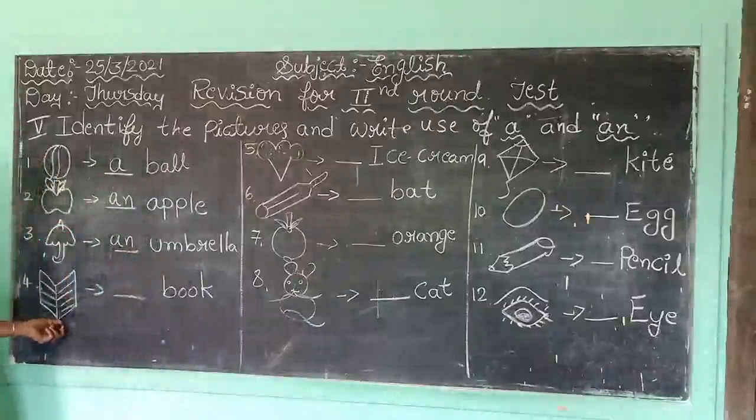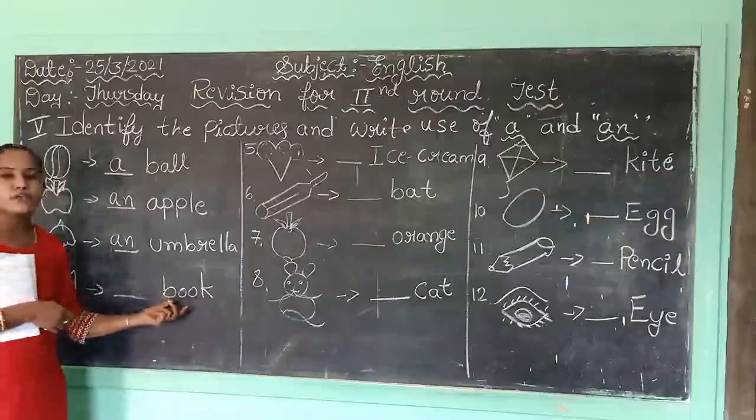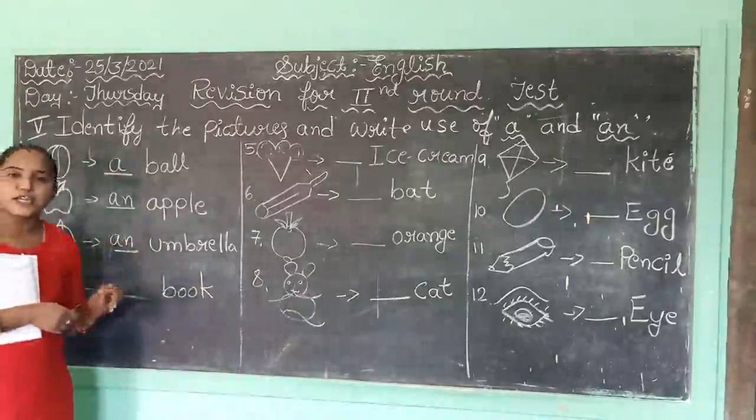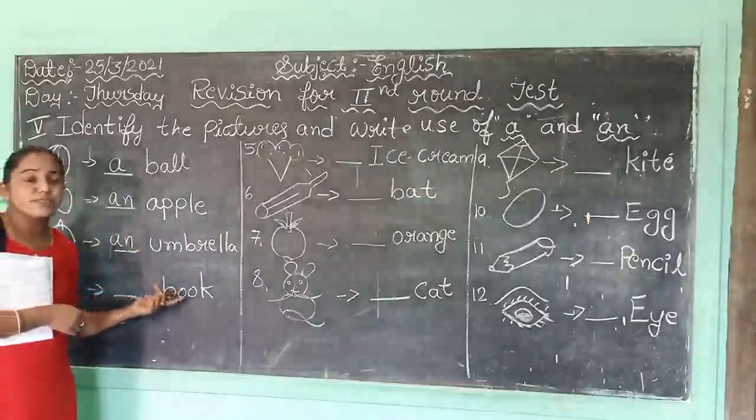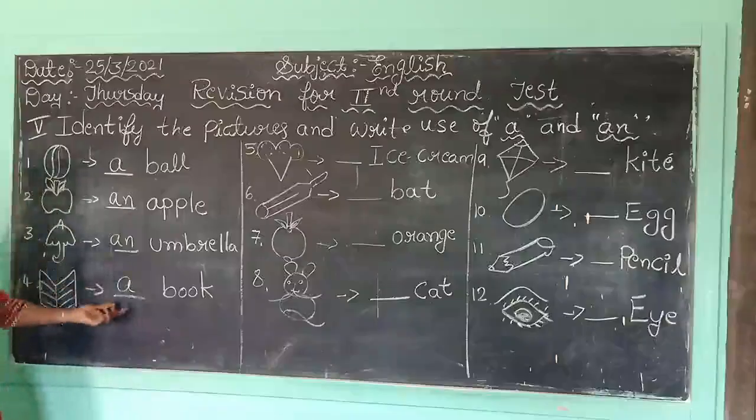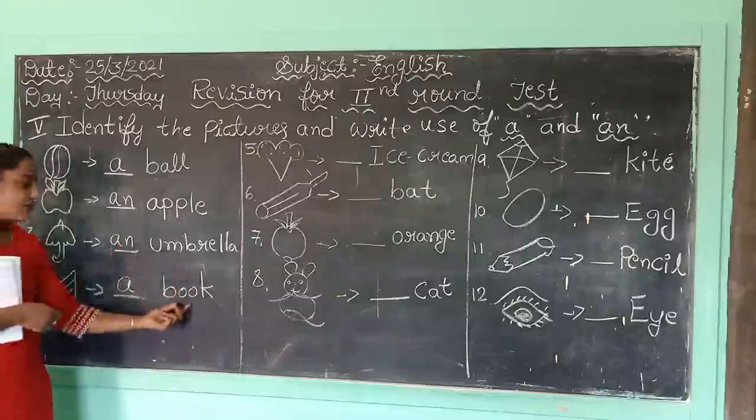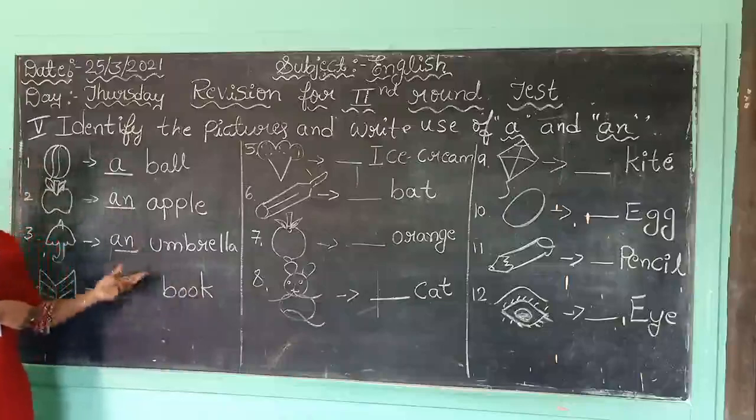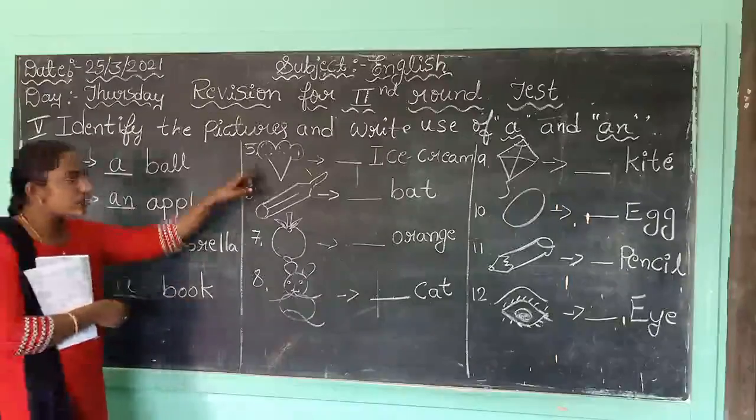What is this, children? Book. This is a book. What is the spelling of book? B-O-O-K, book. The word book has the first letter B, and B is a consonant letter. So which article do we use before book, children? B is a consonant, so we use a before book. Now pronounce it, children: a book. B-O-O-K, book. B is a consonant letter, so we use a before book. Now we pronounce it: a book. Next, let's go to the fifth one, children.